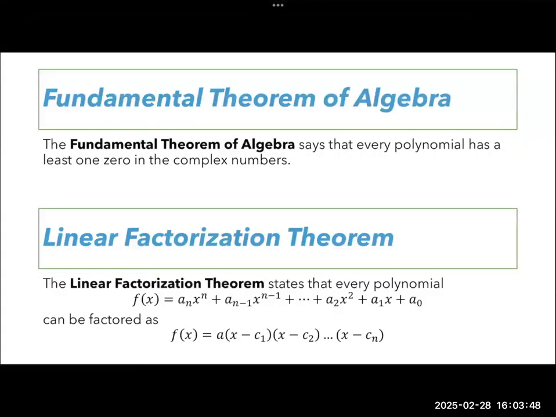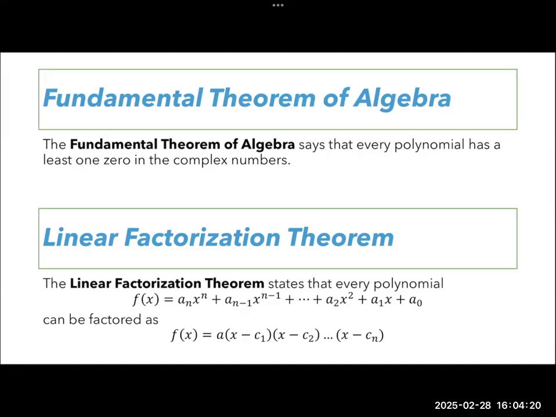So before we get into actually finding these zeros, we need a bit more information that's going to inform how we go about this. The first two theorems that are going to be helpful, the first one is called the Fundamental Theorem of Algebra, which sounds like it should be earth-shaking, like this is the answer to all mathematics. But it's really pretty simple.